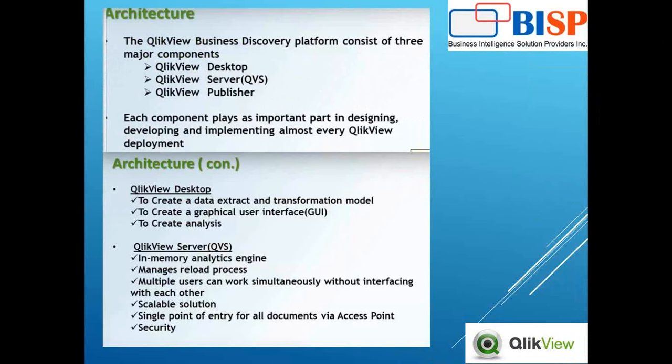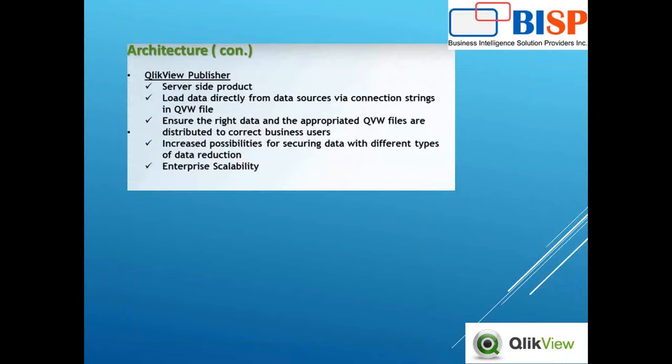QlikView architecture basically contains three components: QlikView Desktop, QlikView Server and QlikView Publisher. QlikView Desktop is used to extract data from different sources, do transformation, that is nothing but data modeling, and then give a visualization. QlikView Server publishes the documents, and when the end user wants to view a report, QlikView Publisher takes care of that, and the security and all. That's where the right time, right people and right decision, all the questions and answers you are going to get with the help of QlikView architecture.